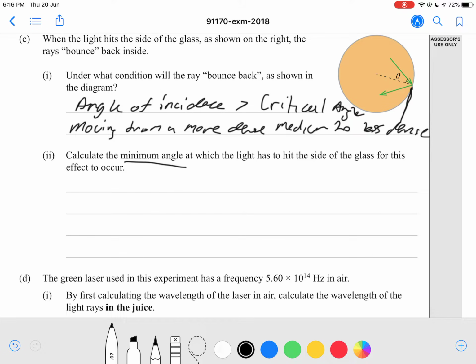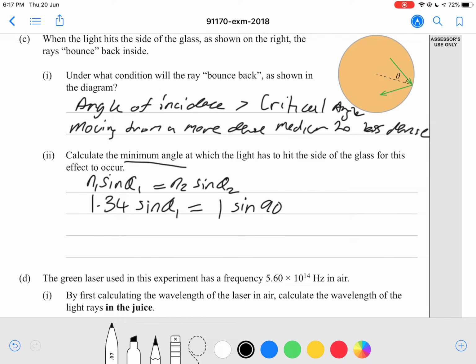So how high does the angle of incidence have to be? Simply we'll use Snell's law, n1 sine theta 1 equals n2 sine theta 2. Our n1, we're starting in the orange juice this time, so it's 1.34 sine theta 1. We don't know our angle of incidence. And n2, we're traveling into the air, so the refractive index is 1, sine 90. We say sine 90 because the ray travels at 90 degrees to the normal.